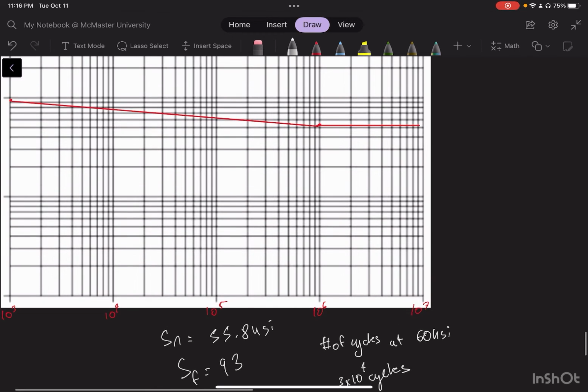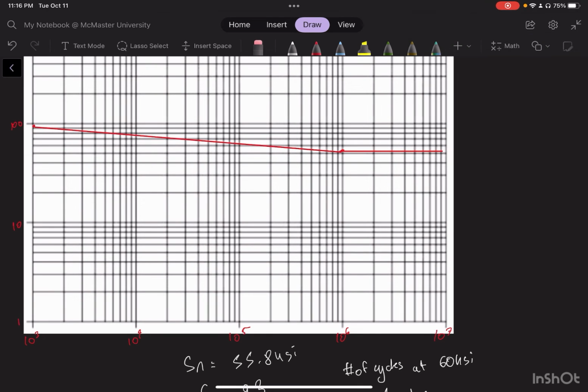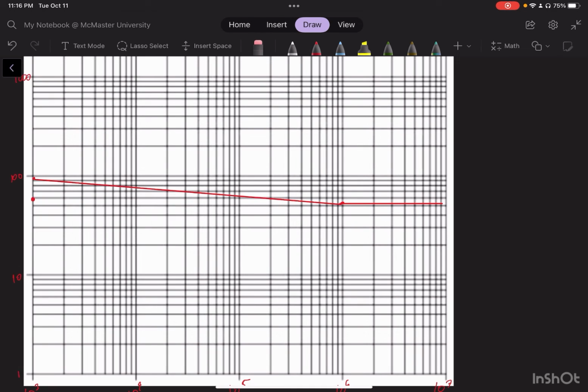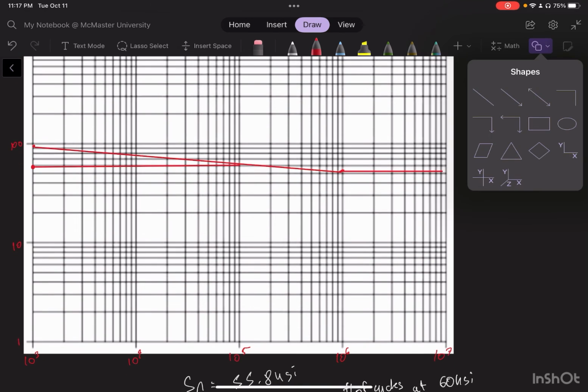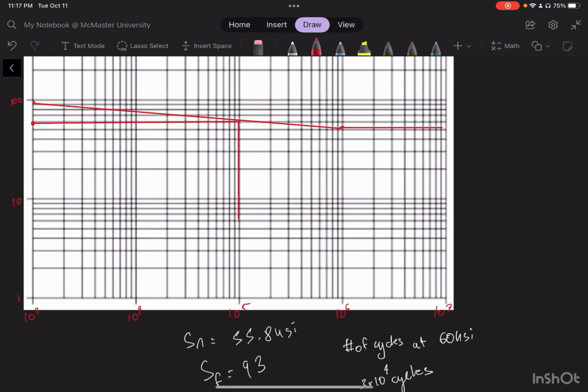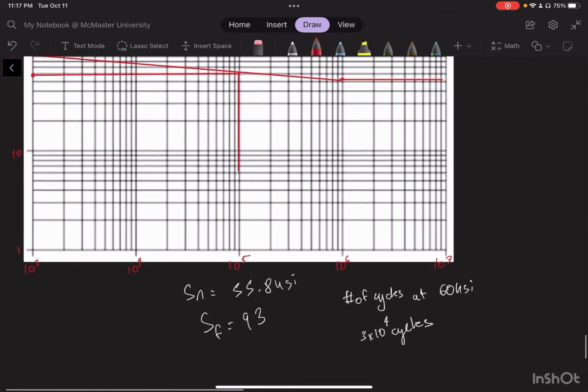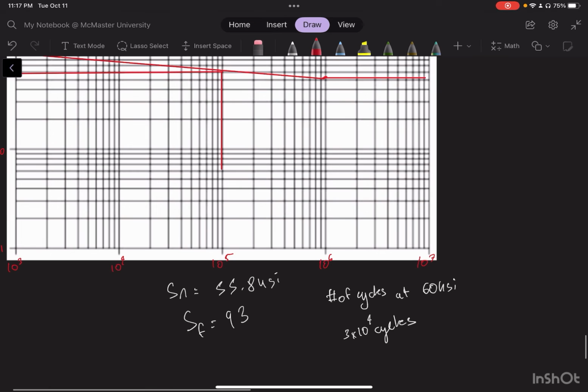So to find these values, we'd make a line going from the y-axis here, from 60, we'd go from there to the point that matches on our Sn curve, which is about there. And then we make another line going down. Okay, we know what it is. This is 10 to the power 5. 1 times 10 to the power 5 cycles. So that would equal 10 to the power 5 cycles.